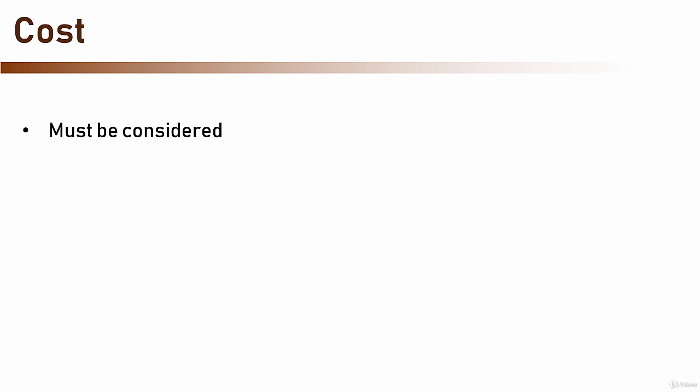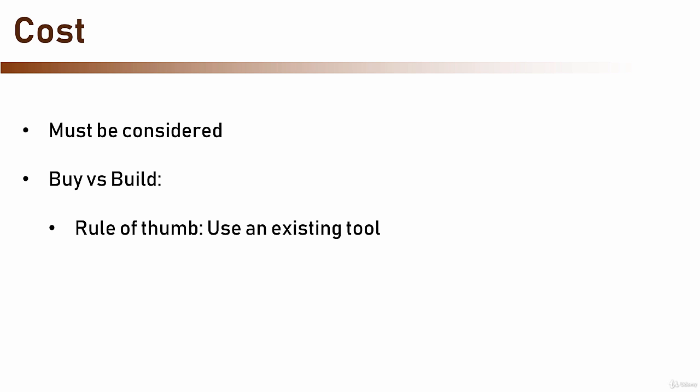For example, let's look again at the Business Flow Manager case. We basically have two options. We can either buy one and then invest time and money in the purchase, setup, training, and support, or we can develop one in-house. Now, the rule of thumb is to always use an existing product instead of developing one, but this rule must be taken with a grain of salt.